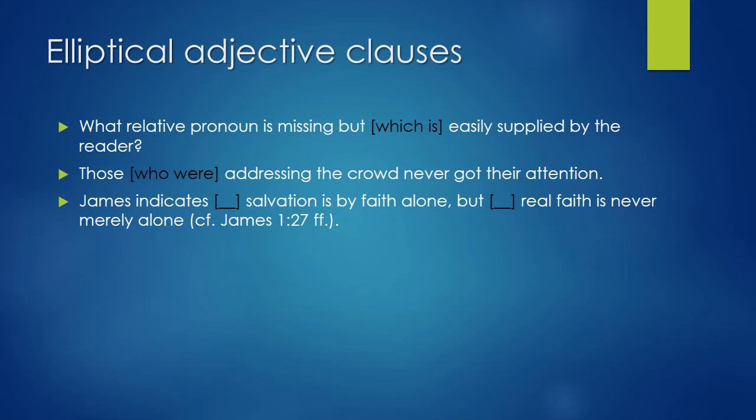James, called James the Just in the New Testament, indicates salvation is by faith alone, but real faith is never merely alone. And here the relative pronoun that is implied, and I think in the last example it's a better sentence if the word that is included because it shows the parallelism. James indicates that salvation is by faith alone, but that real faith is never merely alone.